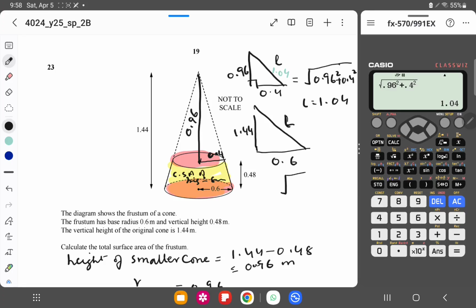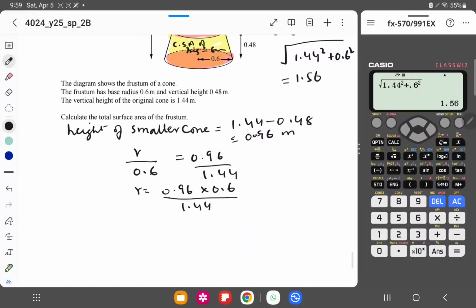For the bigger one, 1.44 square plus 0.6 square. That becomes 1.56 square, so the slant height is 1.56. So we got the slant heights of the bigger and the smaller cone. Now find out the curved surface area for both of them and then subtract it.